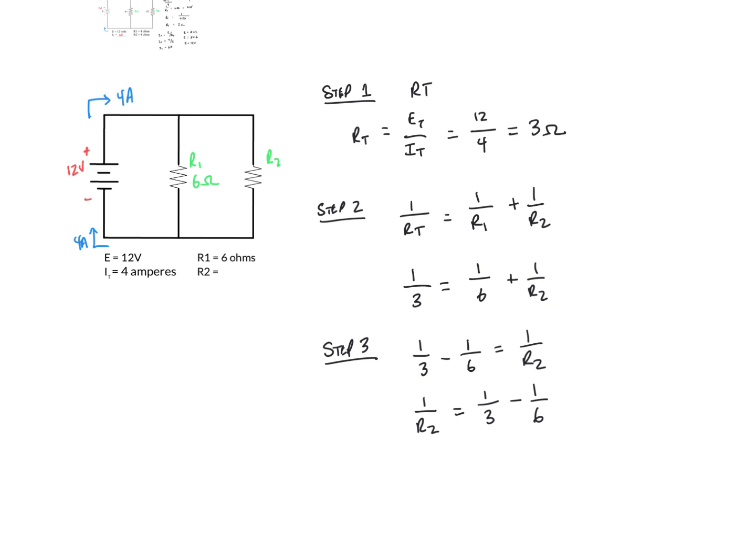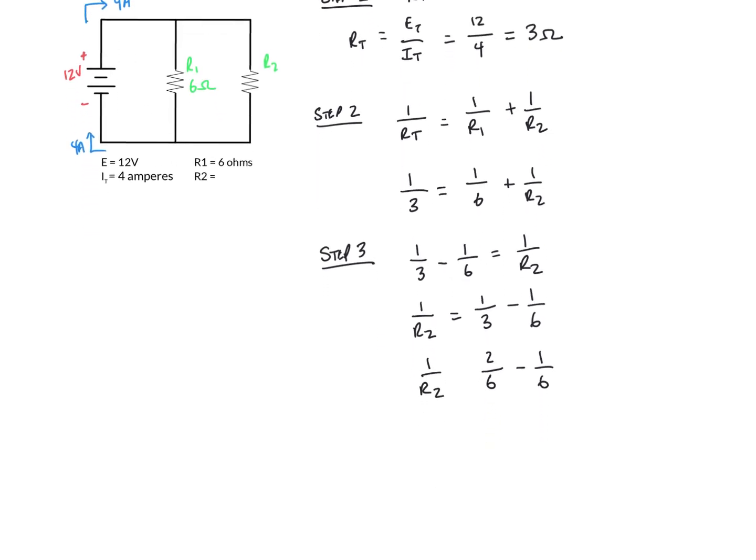Now I need to find a common denominator that each of these will go into. So what numbers will 3 and 6 both go into? Well, they'll both go into 6. So in order to do that, turn that into 6. How many times does 3 go into 6? 2. 2 times 1 up top is going to give me 2/6 minus 1/6.